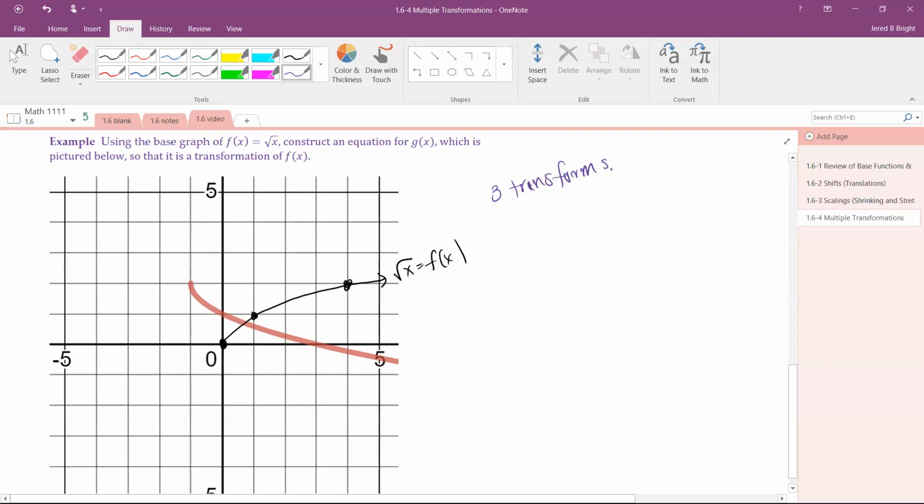And as a hint, what I notice is, to begin with, that this point here, this is kind of where everything begins, that goes to the left one and up one. I also notice that the shapes of them are similar but not identical.